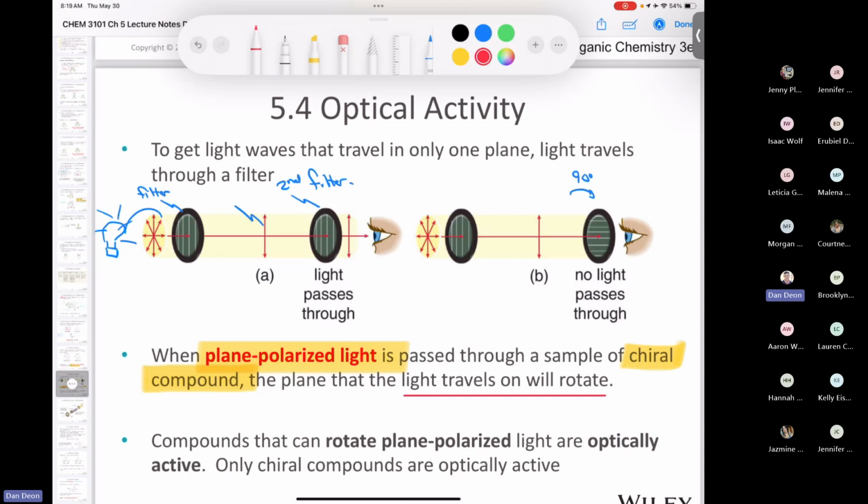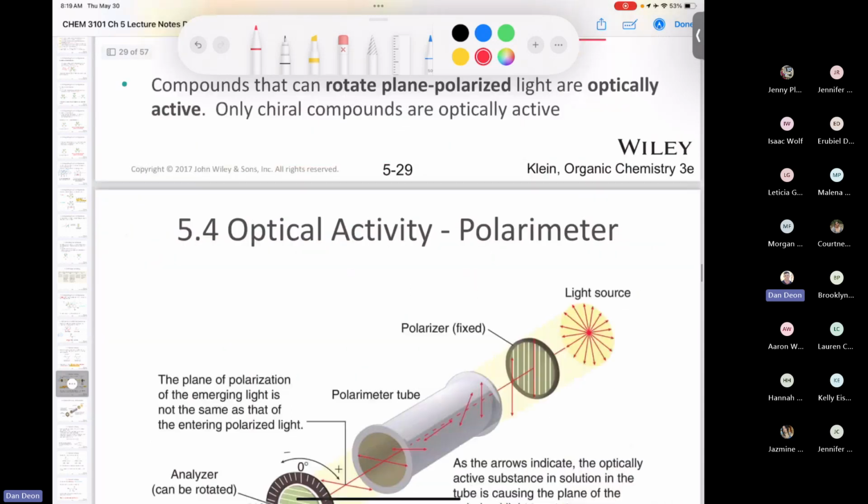So what that means is if you have a compound that has no chiral centers in it, there's no point in shining plane polarized light at it because it doesn't do anything. But if you have an R compound or an S compound, something that is chiral, and you shine plane polarized light at it, the compound is going to rotate the light. Okay, so let me show you what that means.